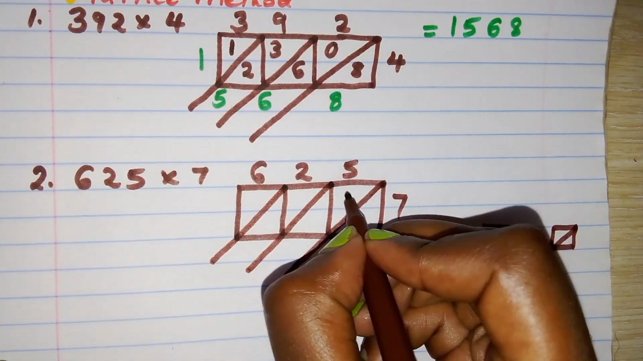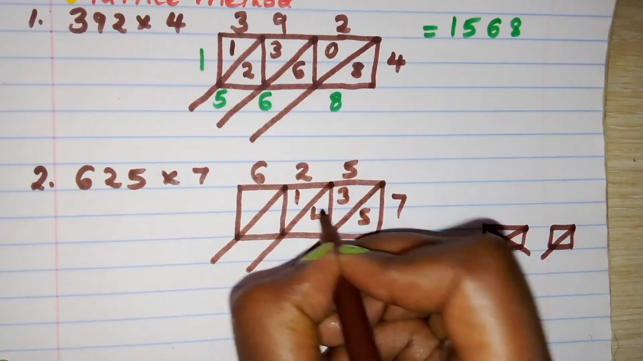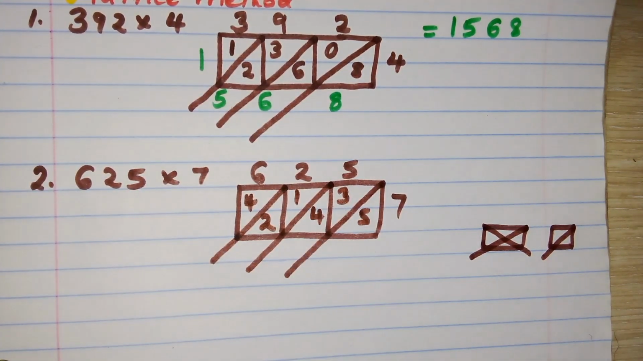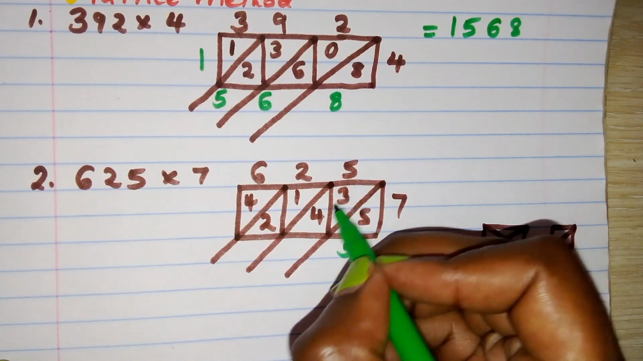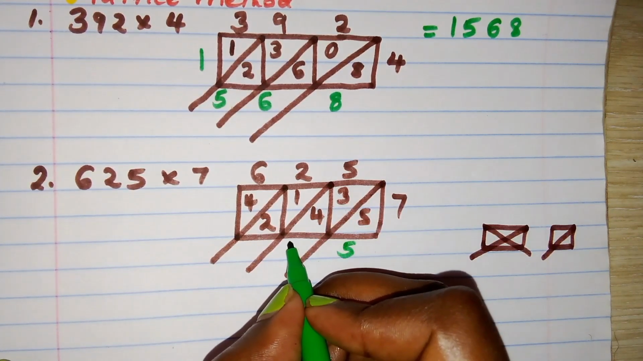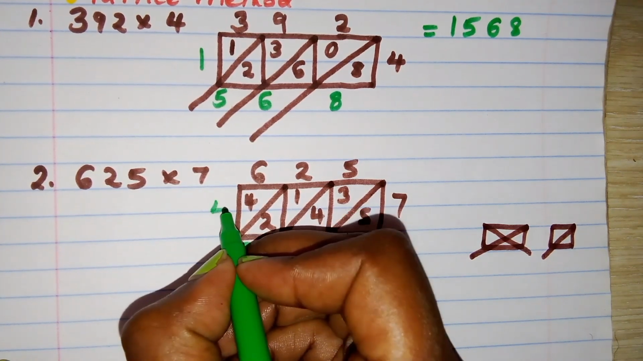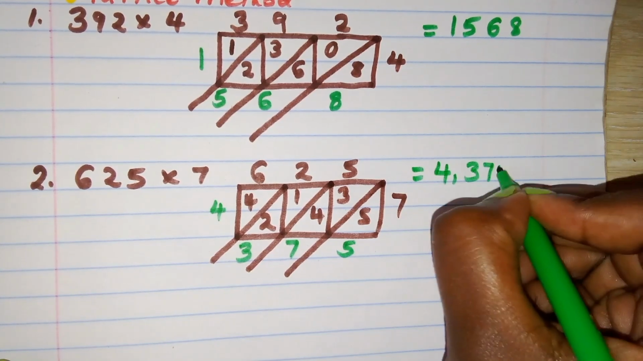So 5 times 7 is 35. 2 times 7, 14. 6 times 7, 42. The next step is we add. So here I only have 5. 3 plus 4, 7. 1 plus 2, 3 and 4. So the answer would be 4,375.